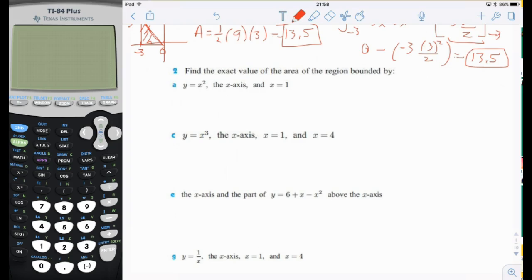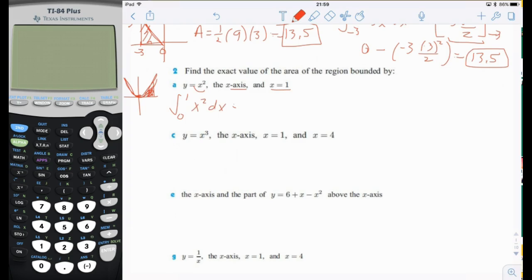Number 2, find the exact value of the area of the region bounded by y equals x squared, the x-axis, and x equals 1. Now, if you remember, y equals x squared is a parabola that has the vertex at the origin. So the reason why they didn't give two x limits is because since it goes through the origin, they only need one x limit. Do you see how one of the x limits is the origin itself? So we could take the integral from the origin to x equals 1 of x squared dx.